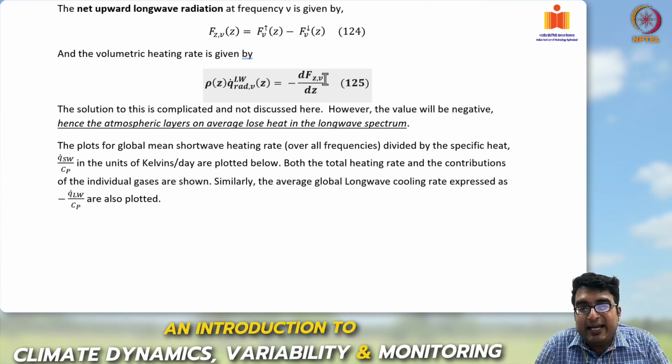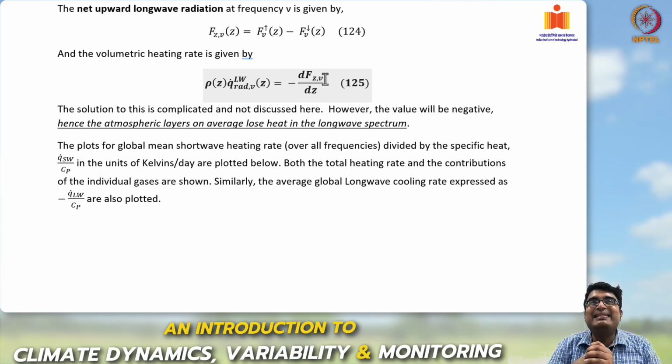And we can find the exact expressions for the heating rates through short wave radiation and the cooling rates in the long wave radiation. And from the radiation balance equation, it means these two must be balancing each other out. Correct?